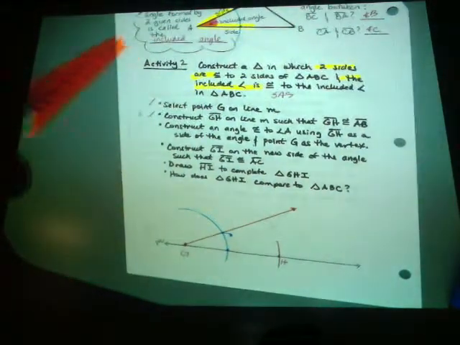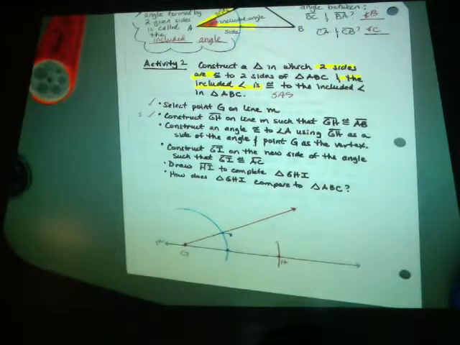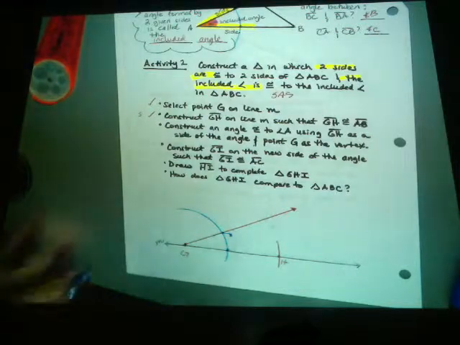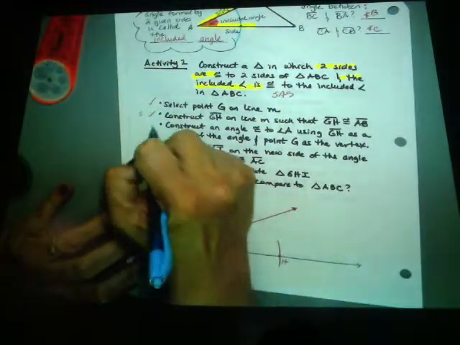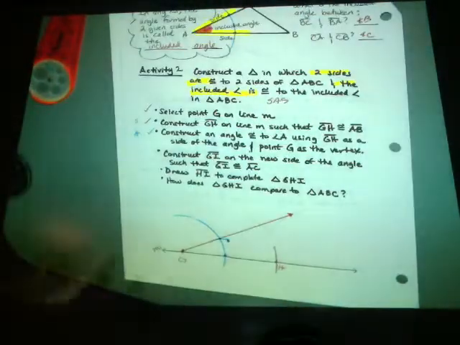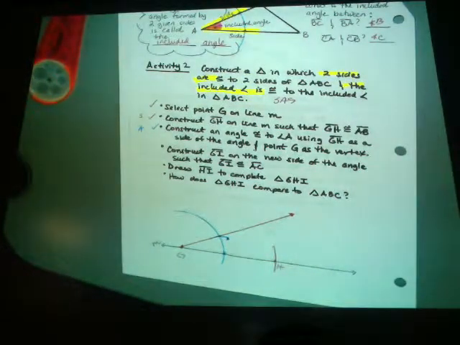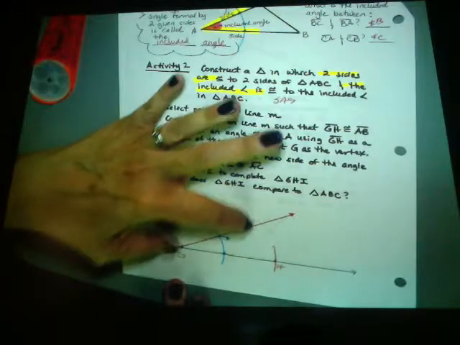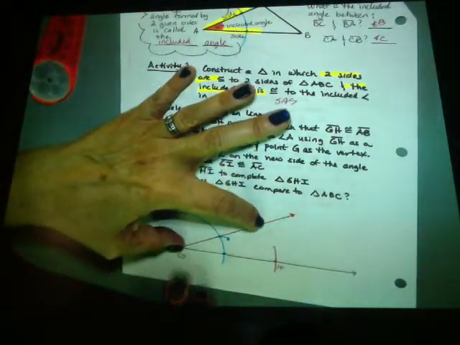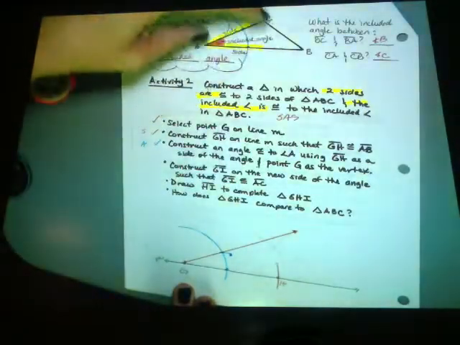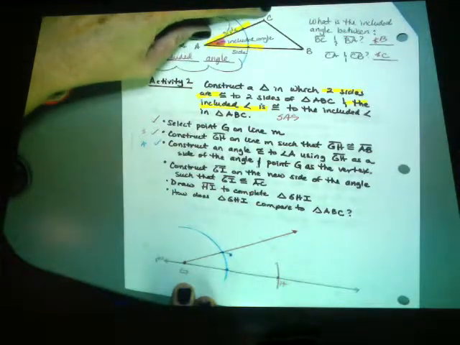We're going to do the same, well, we'll get to that in a minute. So this we just constructed right here. This was a congruent angle. So we just did SA. Now I have to measure this distance here and create a congruent side that is corresponding and congruent to AC.